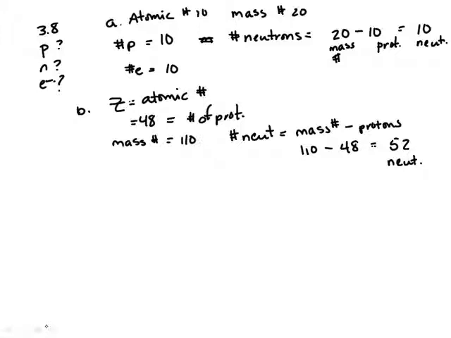Now, electrons, again, neutral atom, so this will equal my number of protons. This is only true for a neutral atom. If I have an atom with a charge on it, which is actually called an ion, then this isn't true. So that means I have 48 electrons.